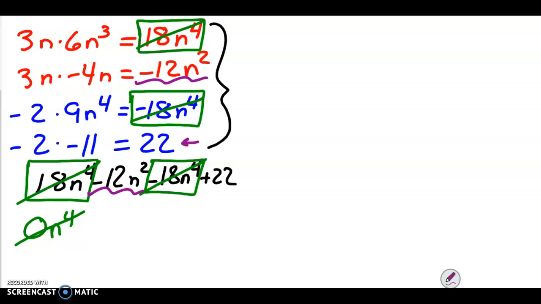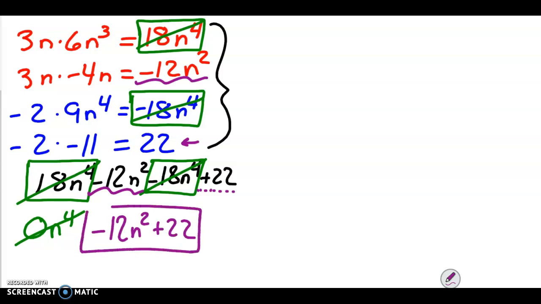So neither of those have any like terms to be combining with. So I have a negative 12n squared plus 22. And as long as you have no more like terms to combine, you are done. So one of our set of like terms canceled out, and the other two terms remaining were the only ones of that type. So that's it. We've got negative 12n squared plus 22, and we're done.